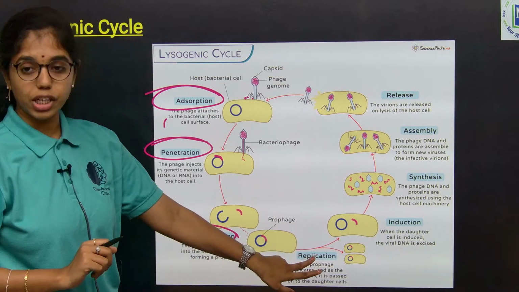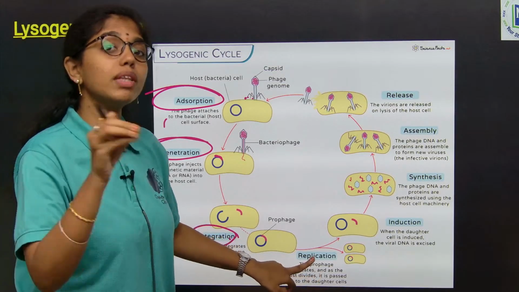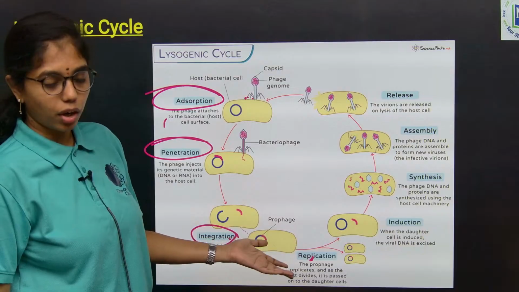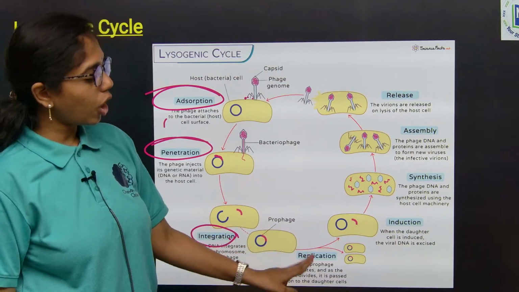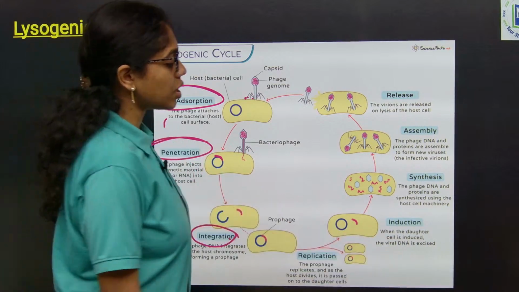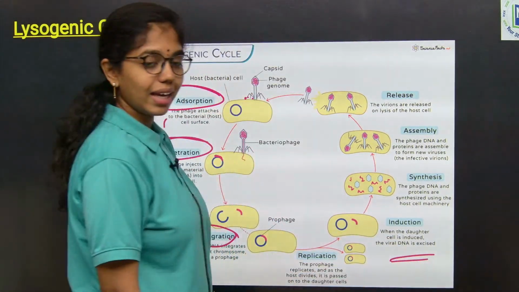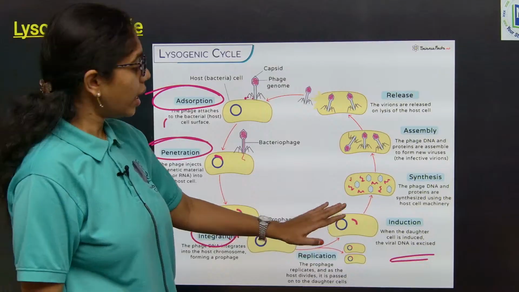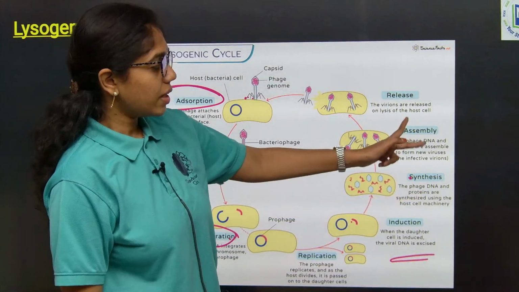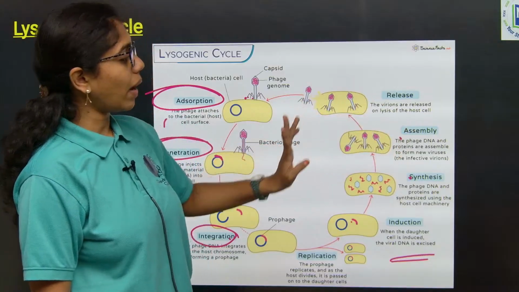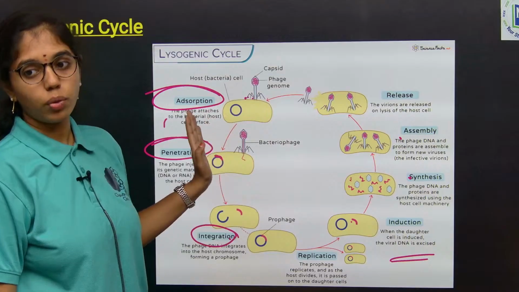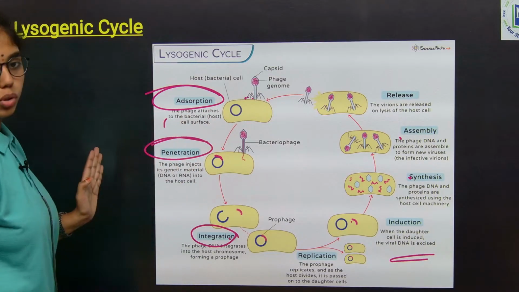After that, replication. Replication happens along with bacterial DNA. Viral DNA will not replicate on its own, it will replicate along with bacterial DNA. And then induction, when the daughter cell is induced, the viral DNA is excised. This viral DNA will synthesize new particles, they will assemble, and again the new particles will be released. Direct cell death will not happen over here. So this is the lysogenic cycle.